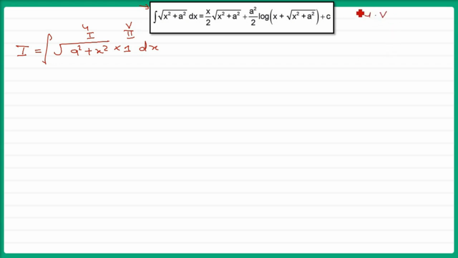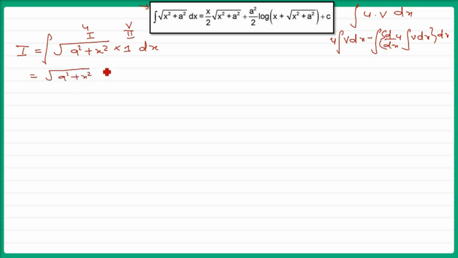Now when you have two functions and you want to integrate this, we apply a certain formula. As a result, it is u integration of v dx minus integration of the differentiation of the first function, integration of again the second function, and that differential and integral will be multiplied and then it will be integrated again. So this will come outside because this is the first function, a square plus x square. Then we have the integral of what? 1 dx.